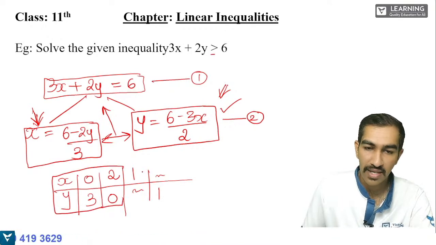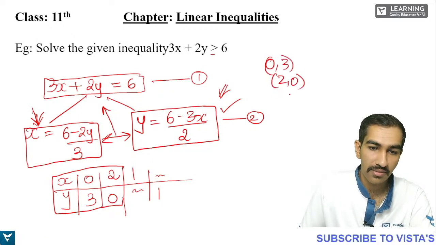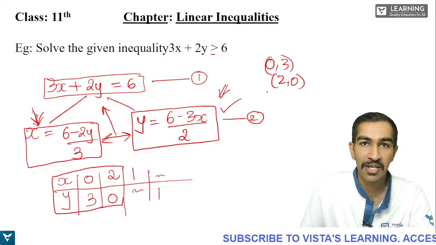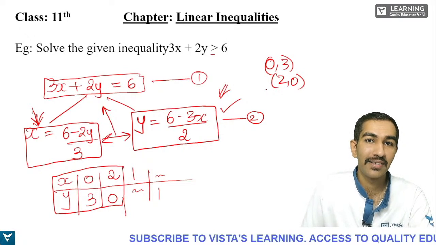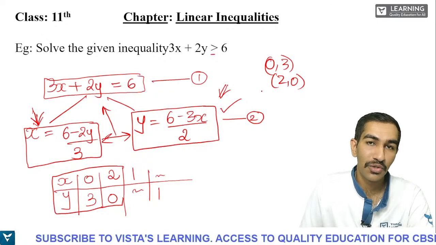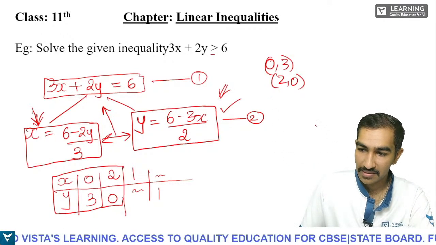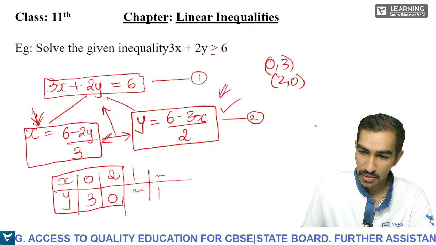So what are the points we have here? The points are (0, 3) and (2, 0). Correct? (0, 3) and (2, 0). These are the points we got from the given inequality. What should we do next?